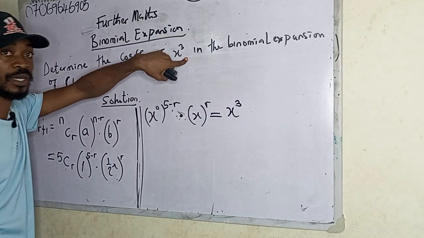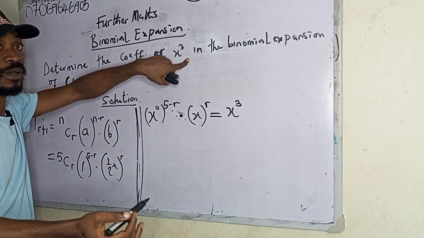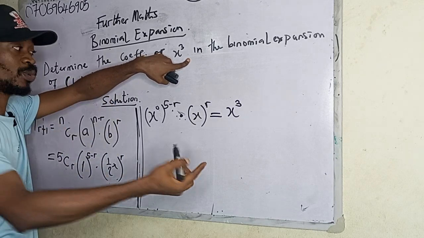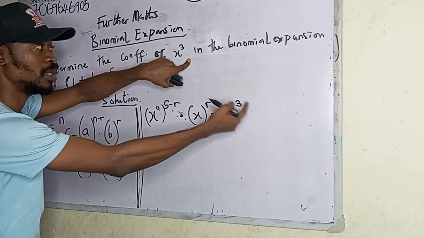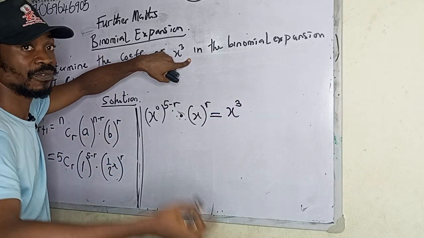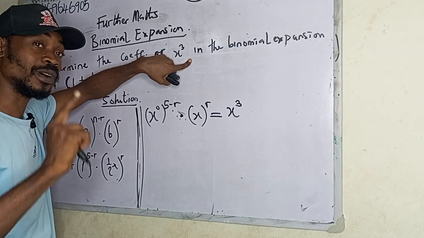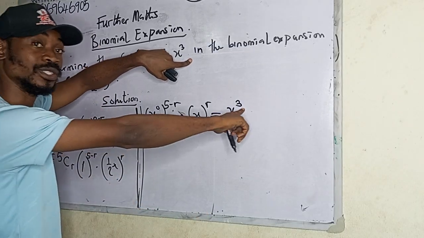Sometimes it might say find the constant term. That's when x is raised to power 0. You also equate it to x raised to power 0, because there are questions that will say find the constant term. In that instance, they are telling us that they want x to be raised to power 0, so you just equate it to x raised to power 0.